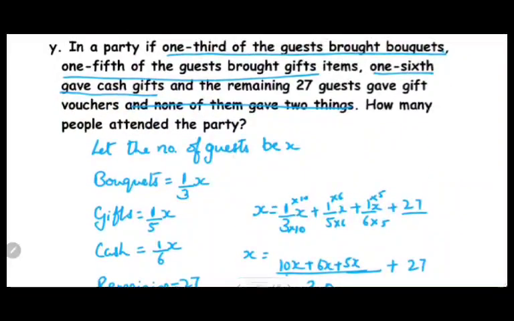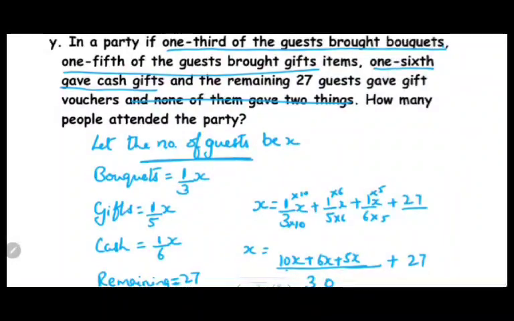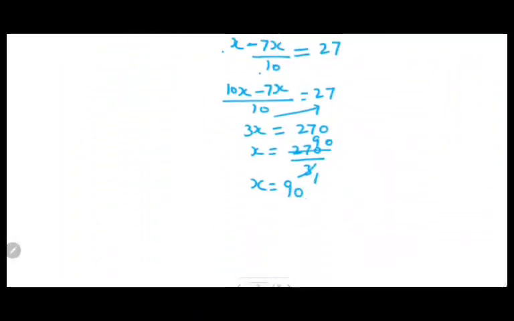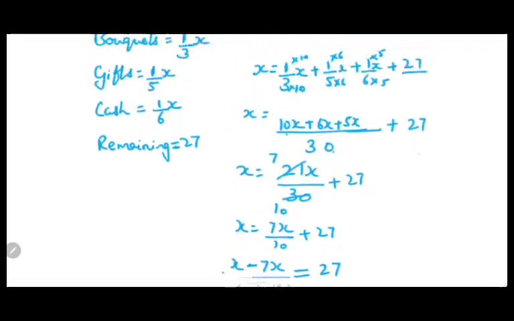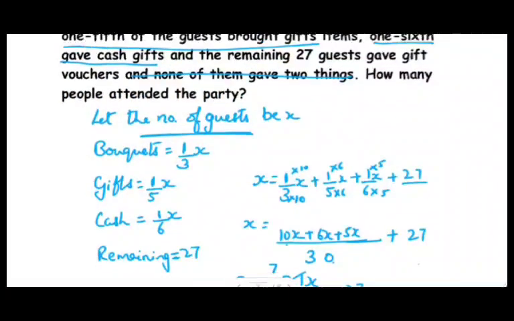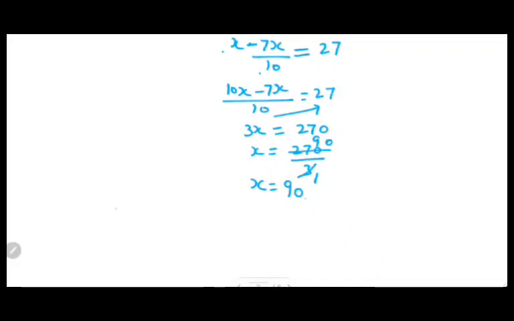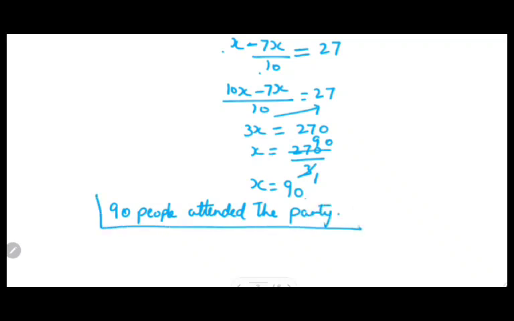What is our x? The number of guests. Correct, children? What's my statement? I will write: 90 people attended the party. Teachers deduct marks in case you do not write the statements, children.